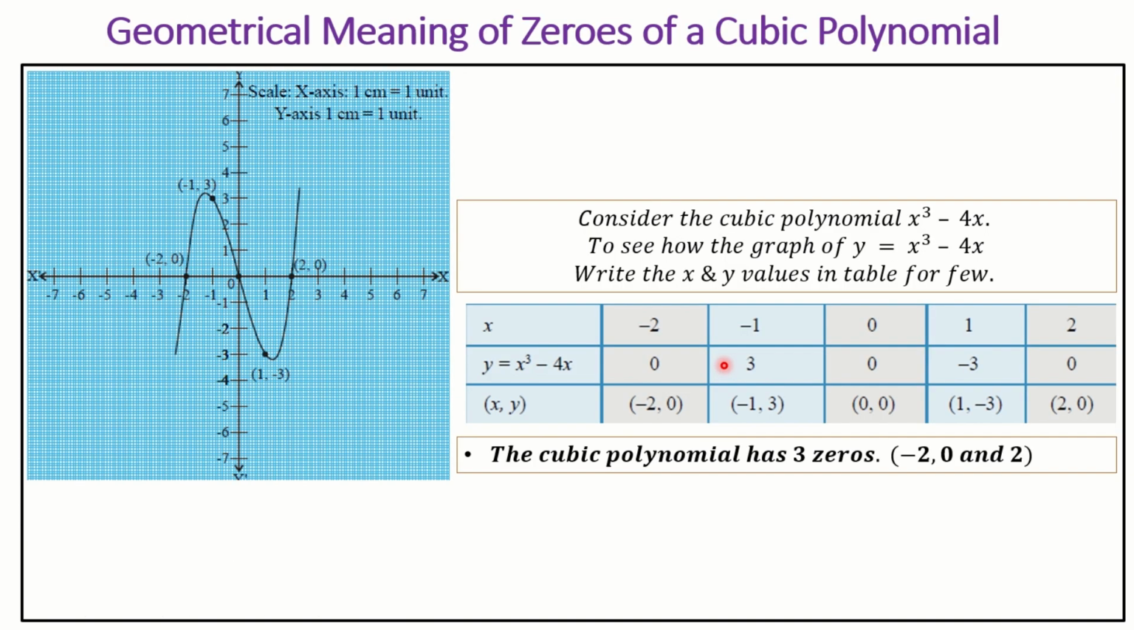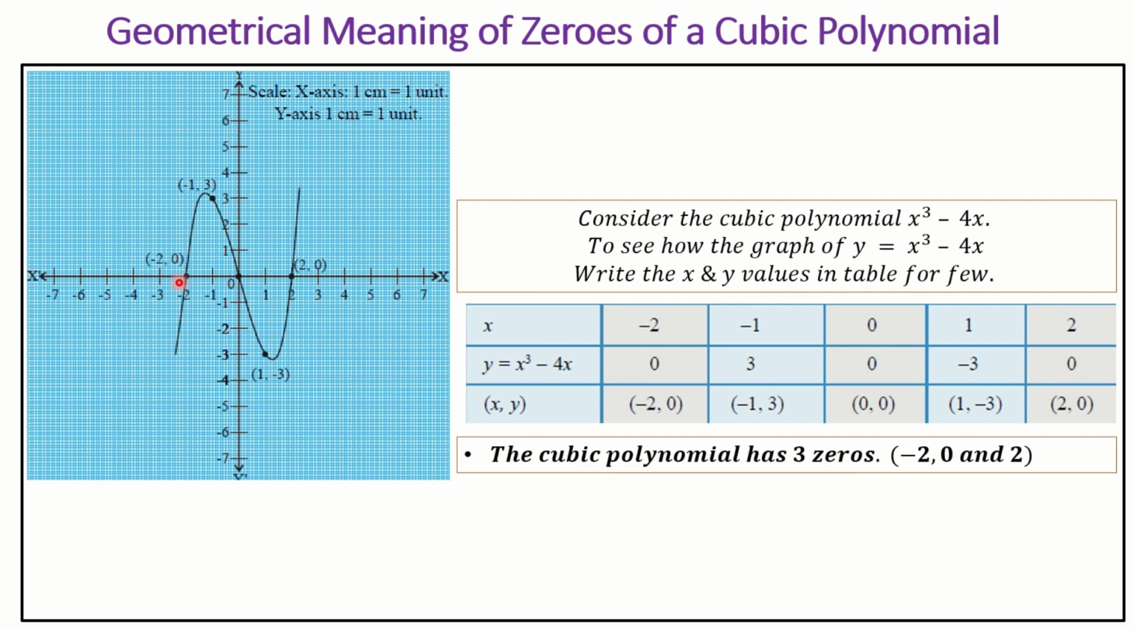Next, geometrical meaning of zeros of a cubic polynomial. Now what is the meaning of this? A cubic polynomial, something like x cube minus 4x, looks like this. If you draw it on the graph, it comes like this.